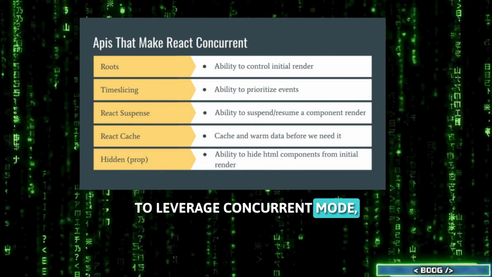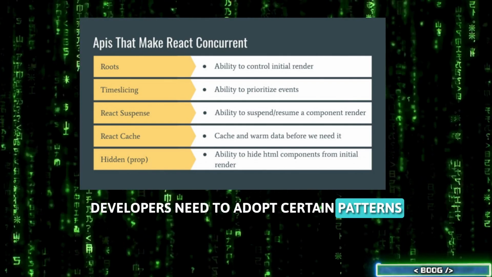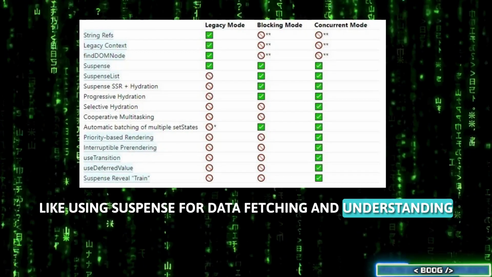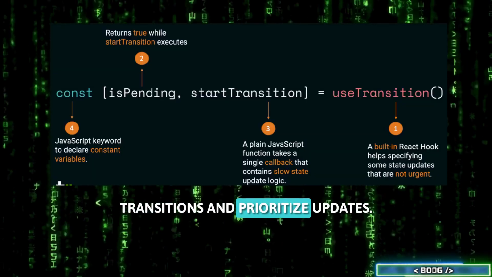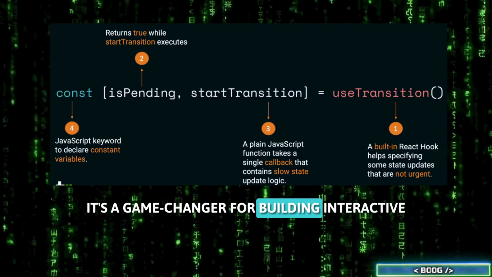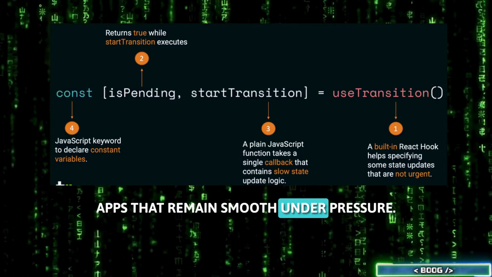To leverage concurrent mode, developers need to adopt certain patterns like using Suspense for data fetching and understanding how to use the useTransition hook to manage transitions and prioritize updates. It's a game changer for building interactive apps that remain smooth under pressure.